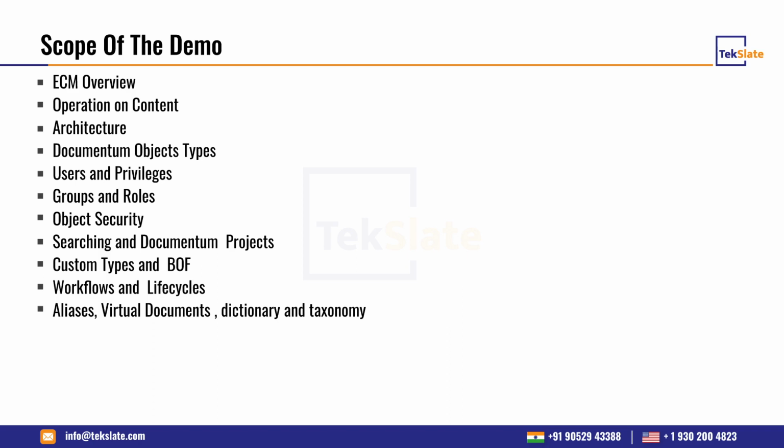And then the Documentum object type. In that, I will explain the hierarchy of the objects and how they are integrated with each other. Then users and privileges: how the users are added in Documentum, what privileges there are, and how the privileges affect the users. Then groups and roles. Groups and roles come into the picture when we need to provide permissions to the user at the application level or by group based on the object types. That can be done by groups and roles.